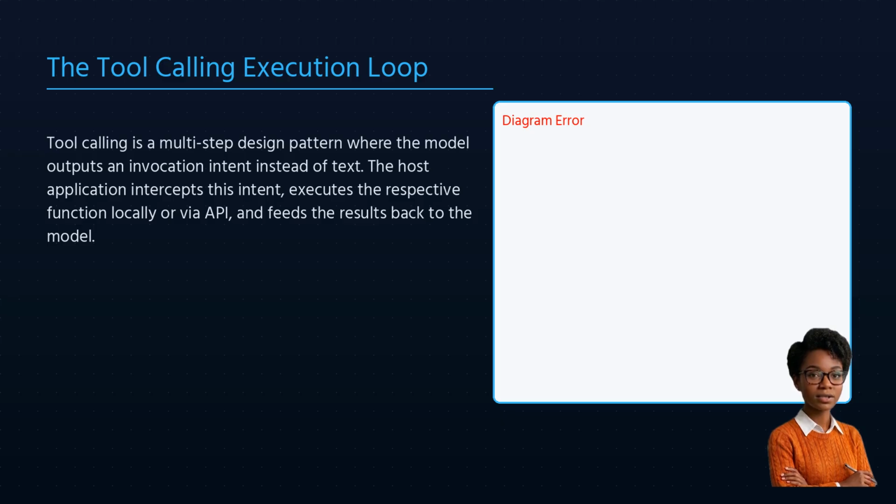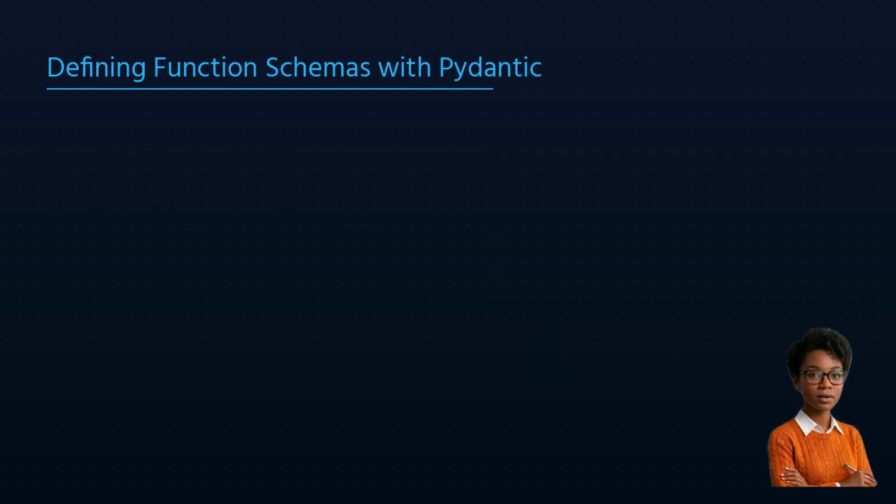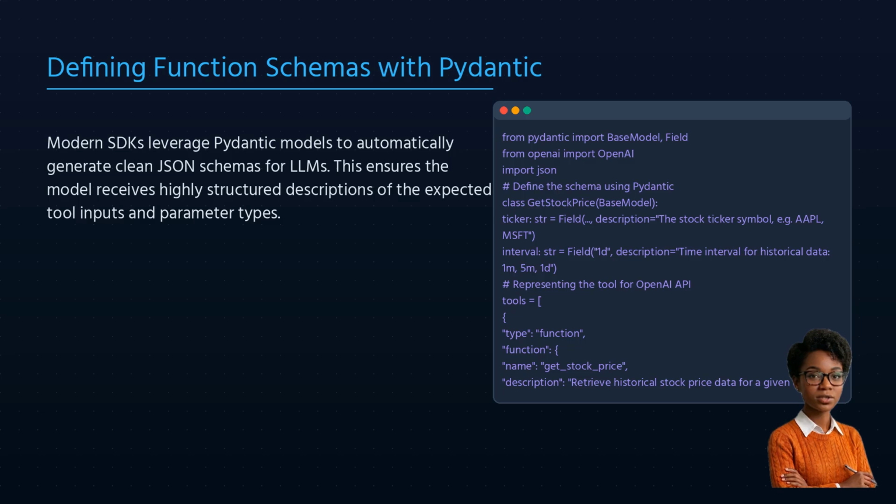To let an LLM know a tool exists, we must describe it in detail. In Python, Pydantic is the absolute gold standard for this. Look at this code snippet. By creating a class that inherits from base model, we declare the precise data types and descriptions of each parameter. The LLM reads these descriptions to figure out when and how to construct the arguments.